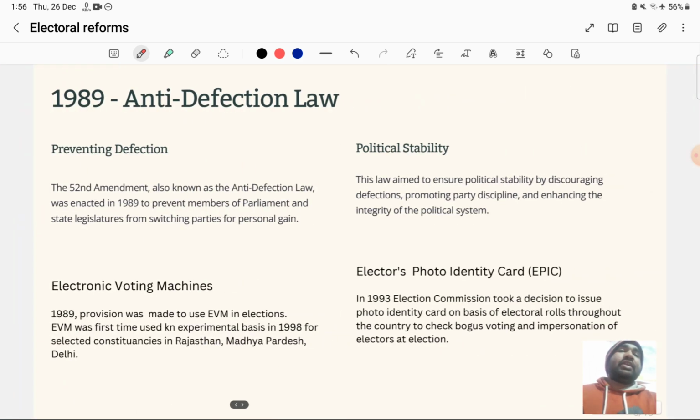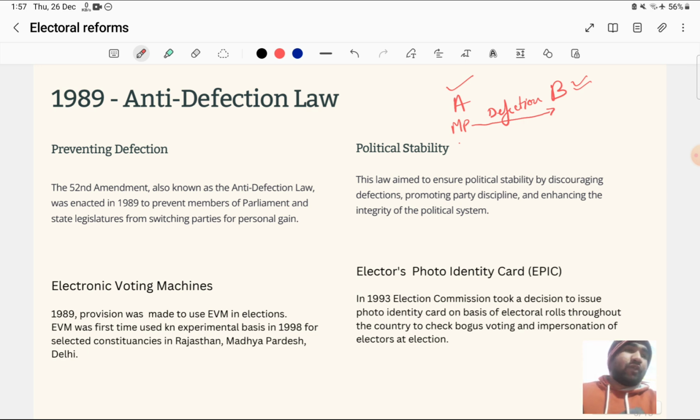Then in 1989, a problem was being faced, not in 1989 but during all the major elections. A problem was being faced, that is, let us consider there is an A party and a B party. Now A party won the election, but its MP defected and went to B party, and now B party has more majority and B party can rule. So this defection was leading to question the credibility of elections.